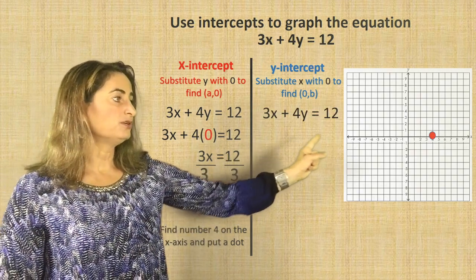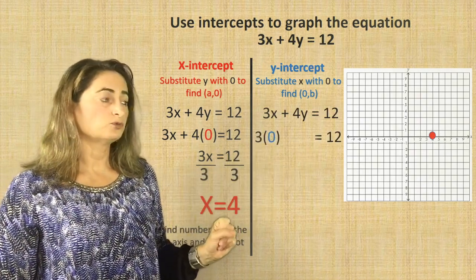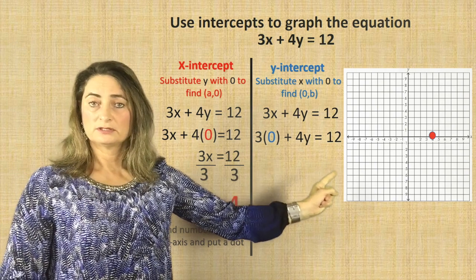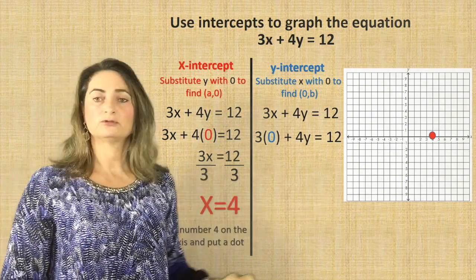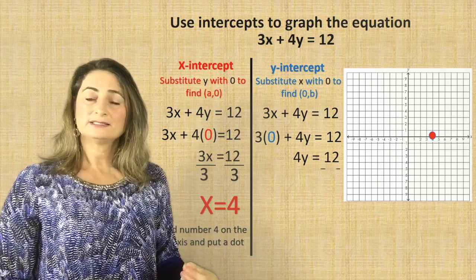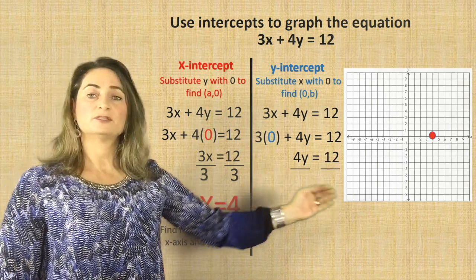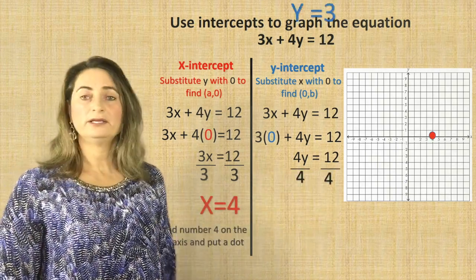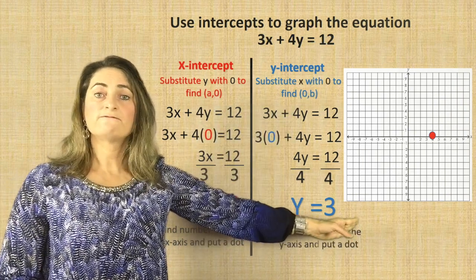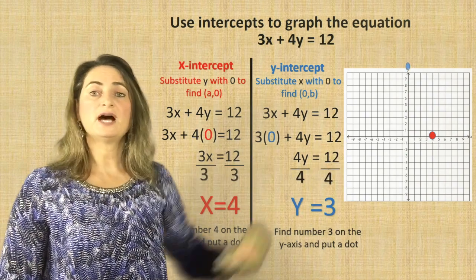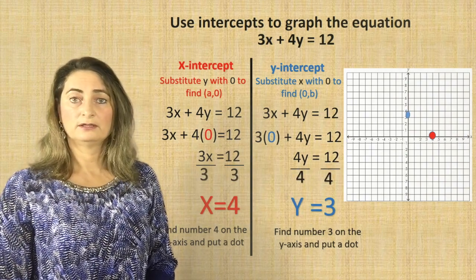So write the equation 3x plus 4y equals 12. Substitute 0, 3 times 0 is 0. You end up with 4y equals 12. Isolate y. By dividing both sides by 4, you end up with y equals 3. So now go on the y-axis, find 3, and put a dot on the 3 on the y.